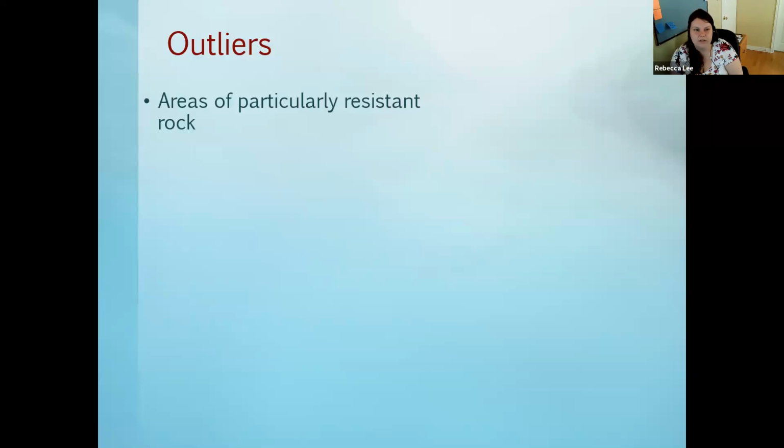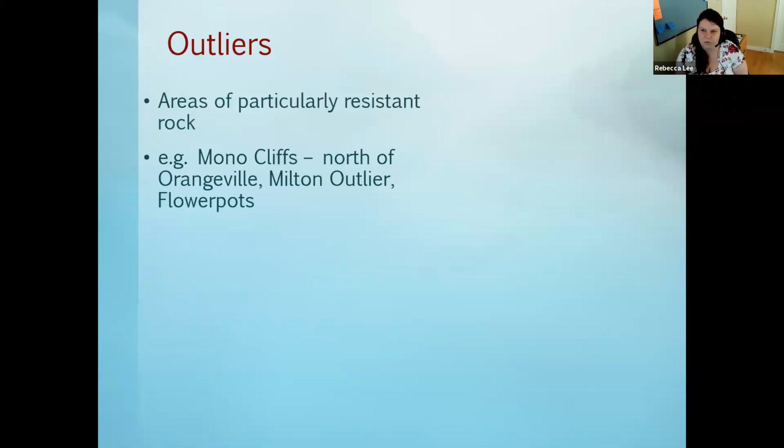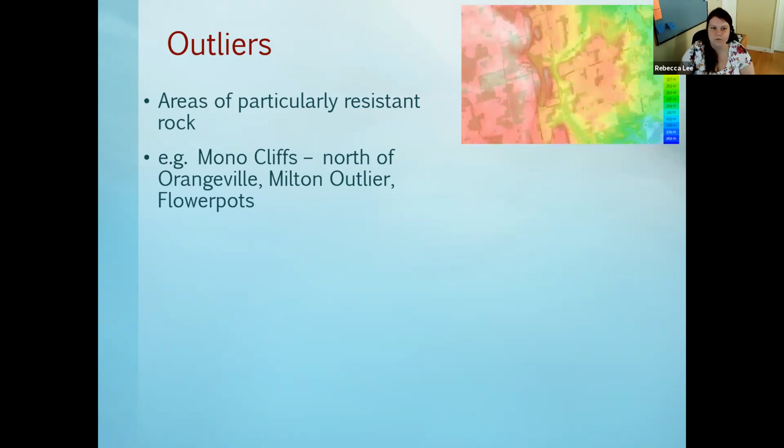Another impact of the erosion is what we call outliers. These are areas of particularly resistant rock that haven't been eroded in the same way as the rest of the escarpment around it. For an example, we have Mono Cliffs, which is north of Orangeville. Looking at that little map in the top right, you can see that the red part is the higher part, and that's the edge of the escarpment. Just off of that edge, those outliers are also made of the Niagara Escarpment, but they've been separated from the escarpment edge itself.